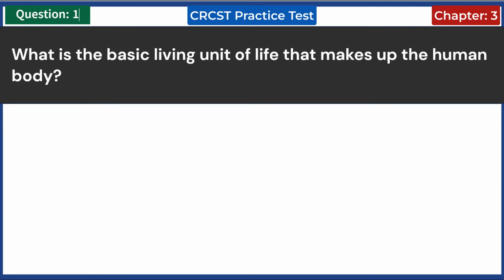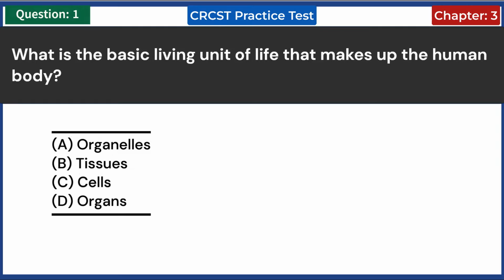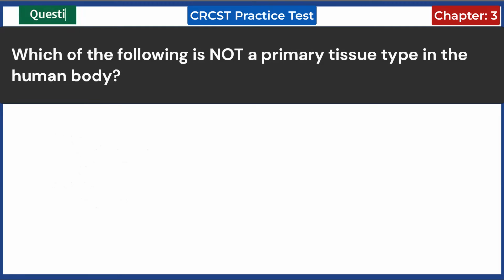What is the basic living unit of life that makes up the human body? A. Organelles. B. Tissues. C. Cells. D. Organs. Answer: C. Cells. Which of the following is not a primary tissue type in the human body?